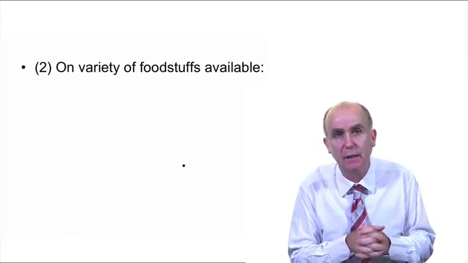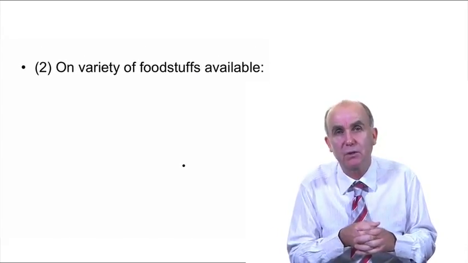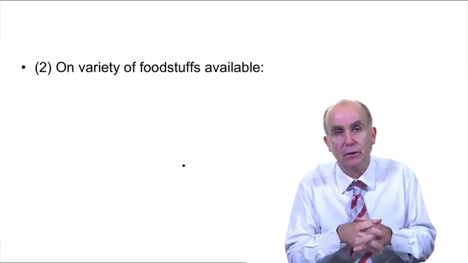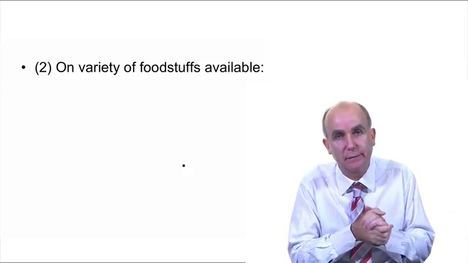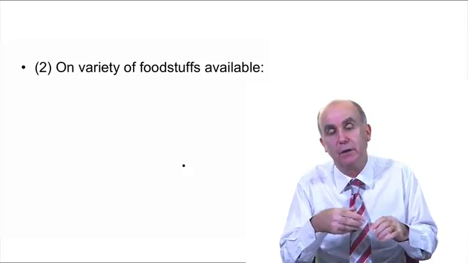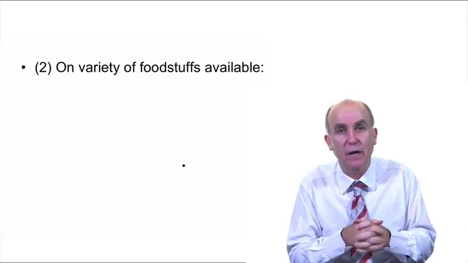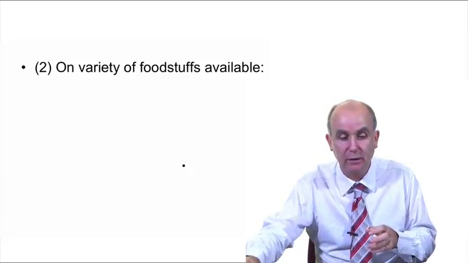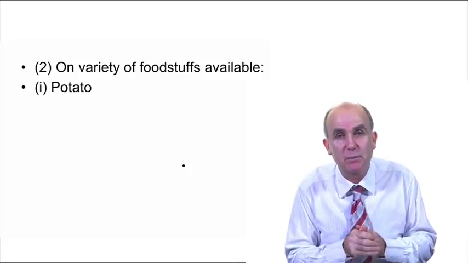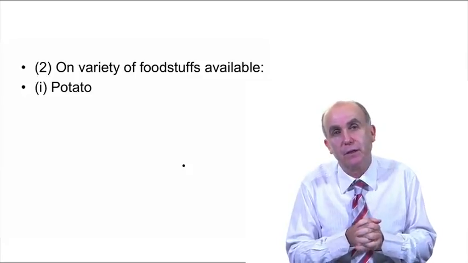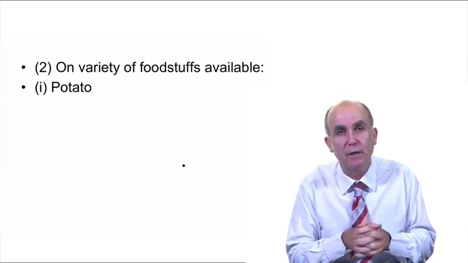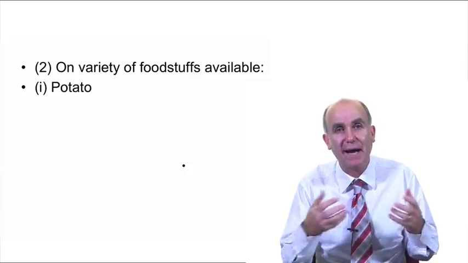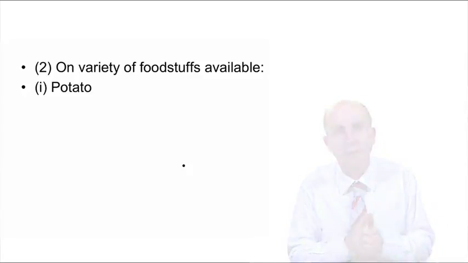The second major impact of the Columbian Exchange was on the variety of foodstuffs available in Europe. Through their travel to the Americas and to Asia, the Europeans became aware of a variety of foodstuffs which were suitable for growing or consuming in Europe. One example is the potato. The potato turns out to have high nutrition value, and it also provides a very high level of energy per acre planted.